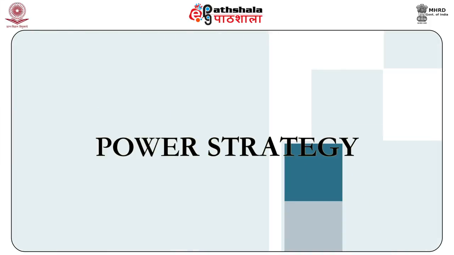Last but not the least is the power strategy. It involves the use of coercion to obtain the desired objectives. The forms of coercion may vary. Gandhi used social ostracism as one of the techniques of power strategy.